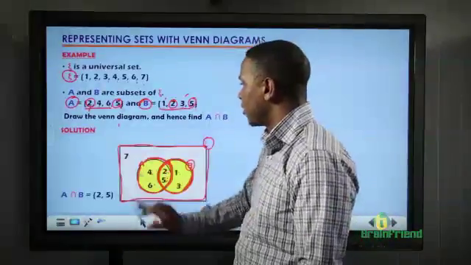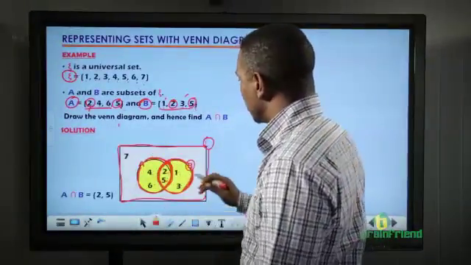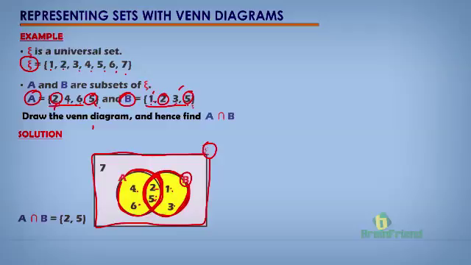So we have a Venn diagram, and we can easily get our solution here. We've been asked to find the intersection of A and B. The intersection of our sets A and B is the intersection of our circles drawn within the Venn diagram, where we have 2 and 5. Therefore, A intersect B would give us the set that has elements 2 and 5.